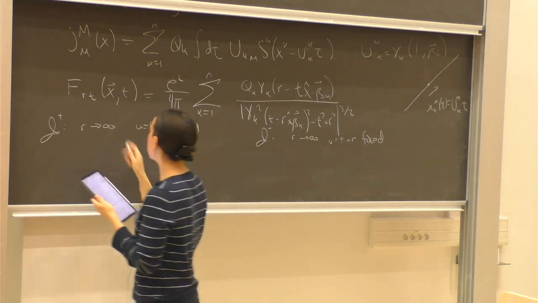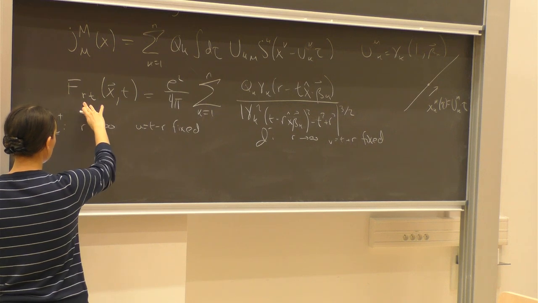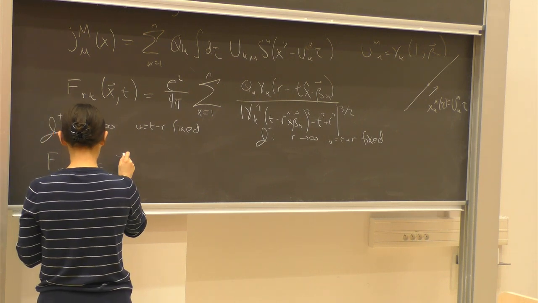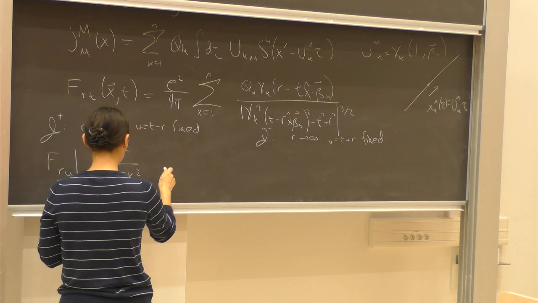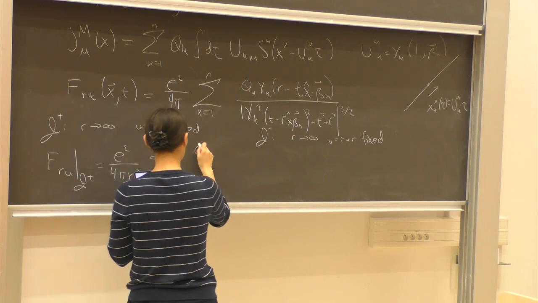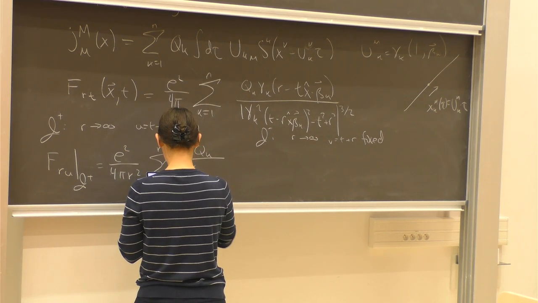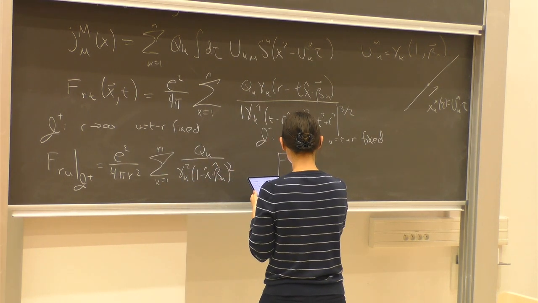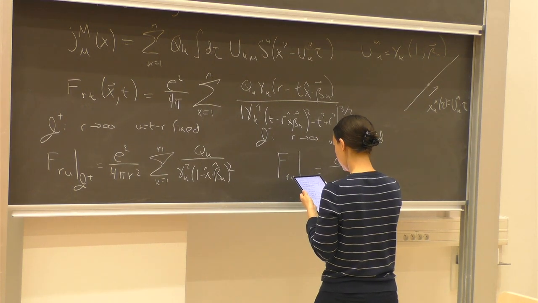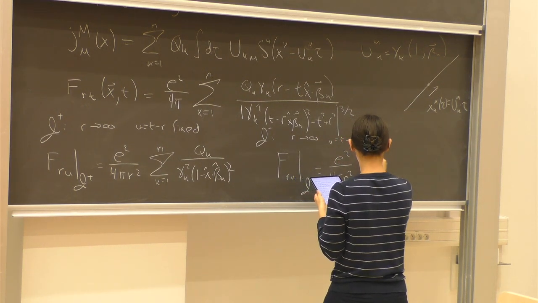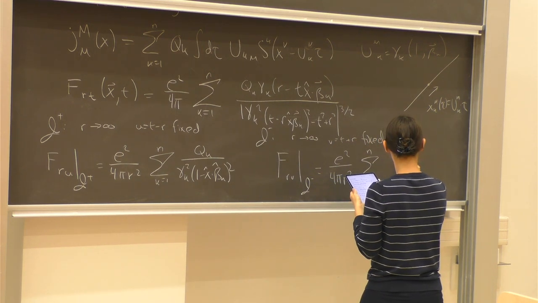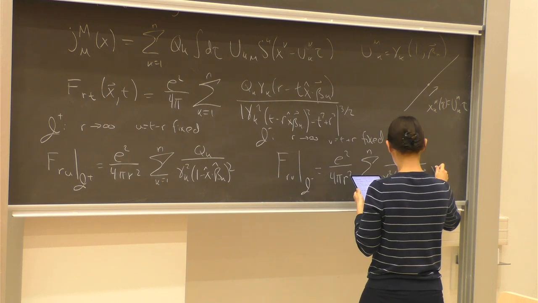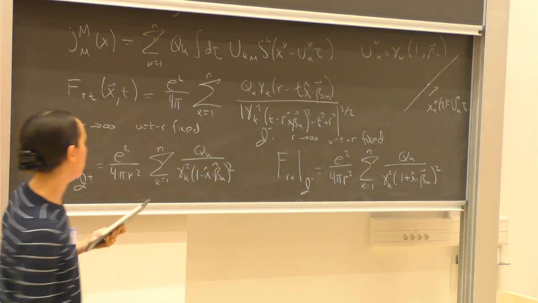And when I do that, what I find is, so basically, right, F_rr is zero, so this turns into either F_ru or F_rv. And so I get F_ru at scri plus is e squared over 4 pi r squared, sum over k from 1 to n of q_k over gamma_k squared, 1 minus x hat dot beta_k squared, versus F_rv at scri minus is the following. And so in particular, the thing that I want to point out is this difference in the sign here.